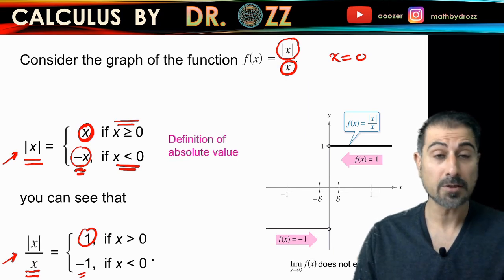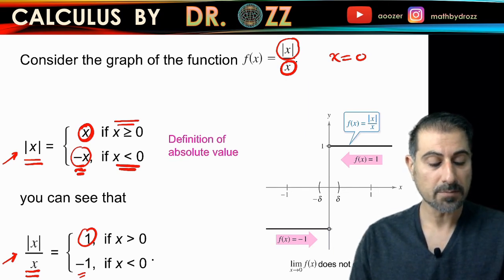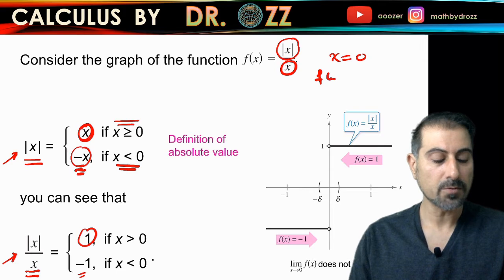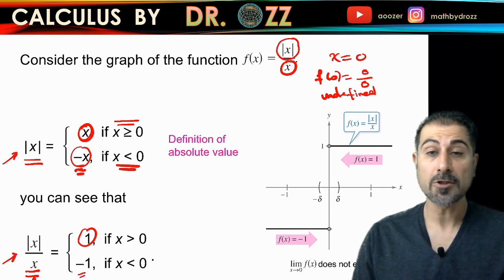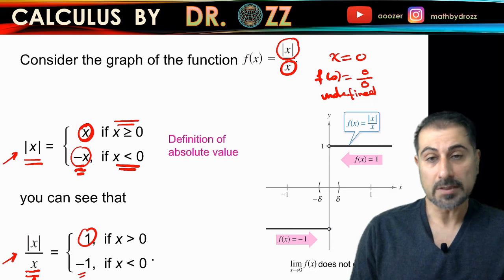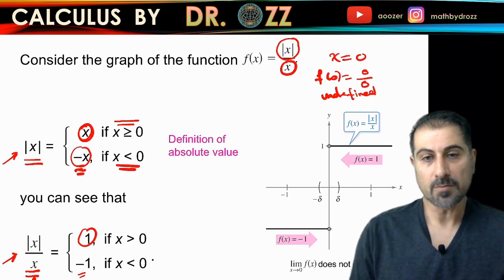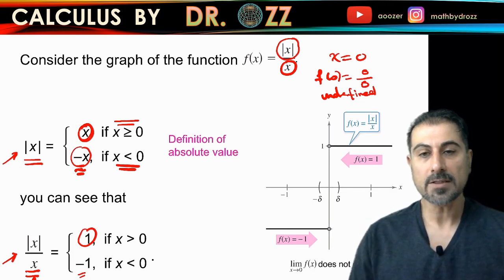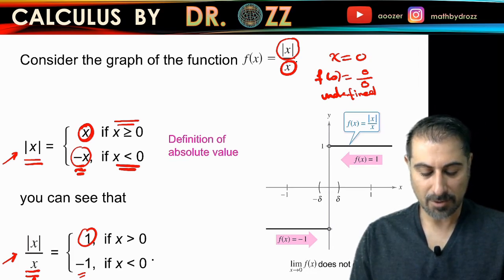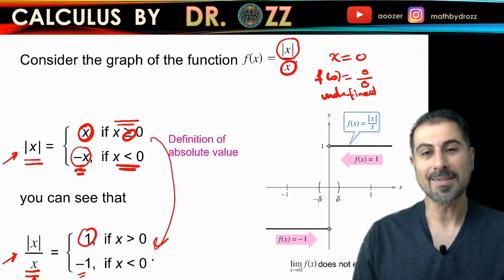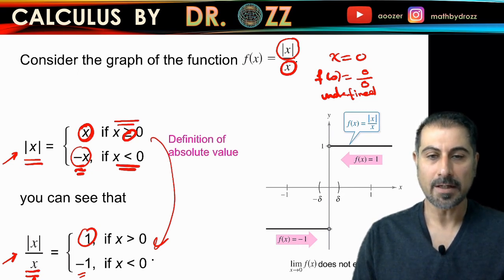That's where we check the limit, because this function becomes 0 over 0, which is undefined, right? So x equals 0 is not in the domain of this rational function. In fact, x equals 0 is in the domain of absolute value of x, but we're not interested in just absolute value of x, but absolute value of x over x. So essentially, we had to remove this equality sign, because the function, again, is not defined at x equals 0.